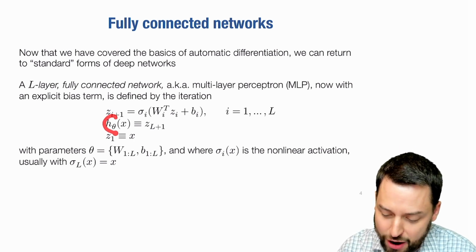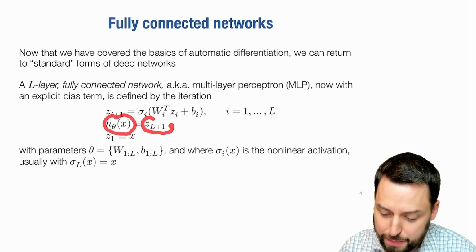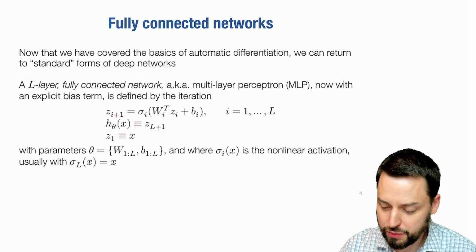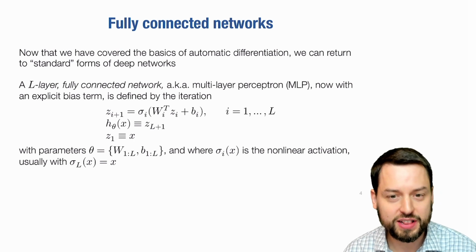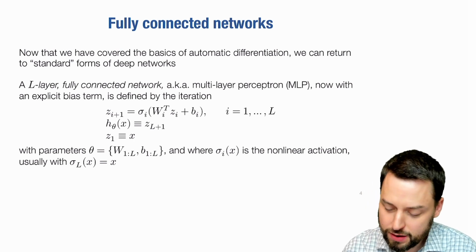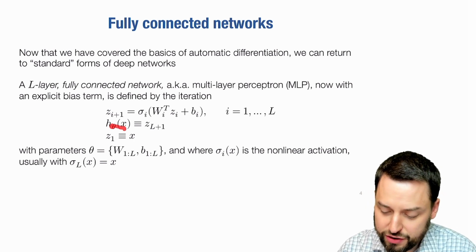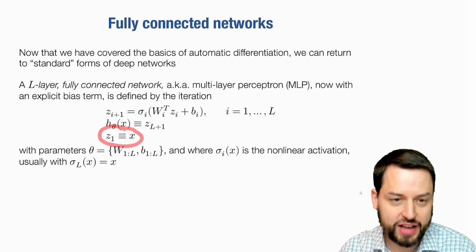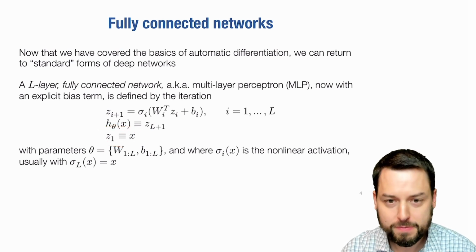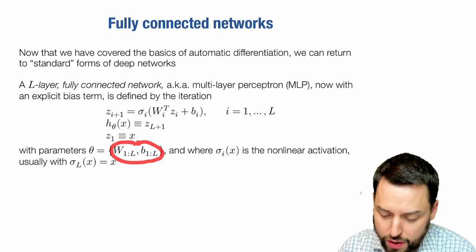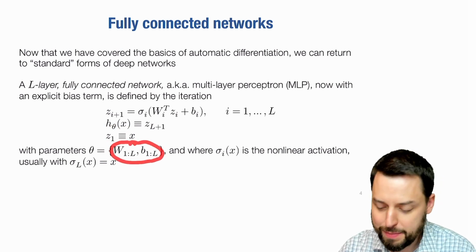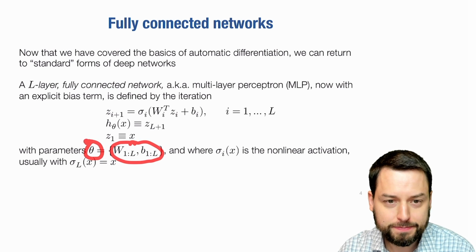We're going to define the output of the network as just the (L+1)th layer. So we repeat this iteration L times, and then the output is just the last value of that iteration. And we also define the first layer as being equal to x, the input to the network. Now the parameters of our network here are W_1 through W_L and b_1 through b_L. That makes up our set of all the parameters theta.